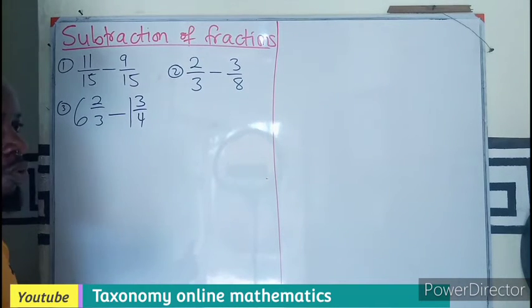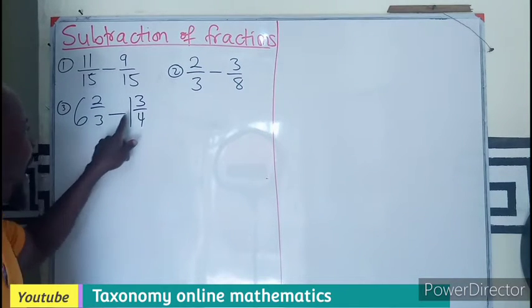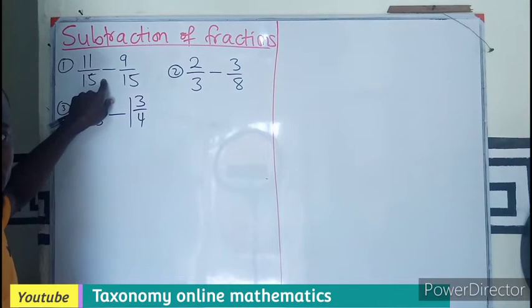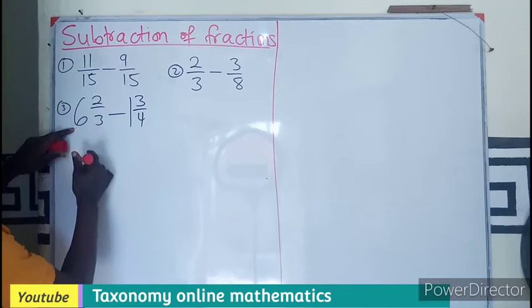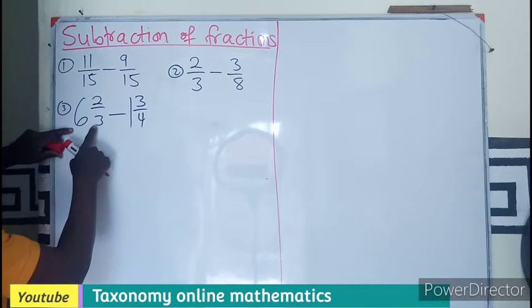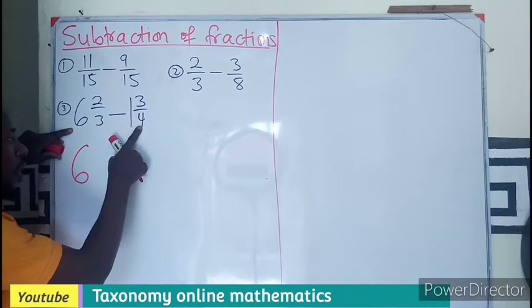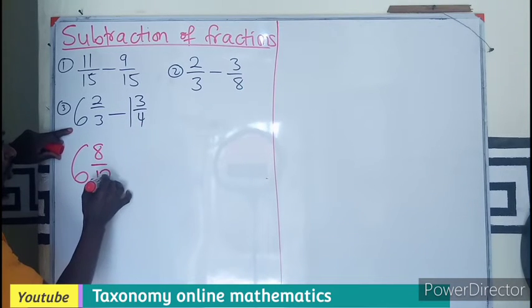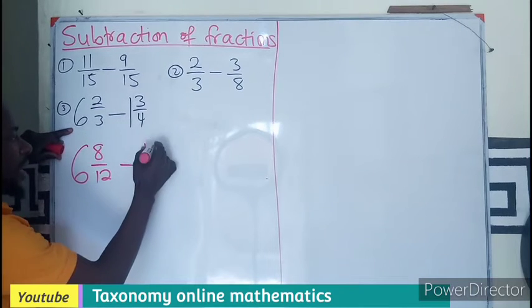Alright. So what you can do here is maintain your whole number, then the common fractions, you change them to equivalent fractions or like fractions. What I mean is that I want to make the fractions have the same denominator. So this is going to be 6. Making them have the same denominator, our LCM will be 12. So 4 will multiply this to give you 8. 4 will multiply this to give you 12. Minus 1 whole number. This 3 will now multiply this.